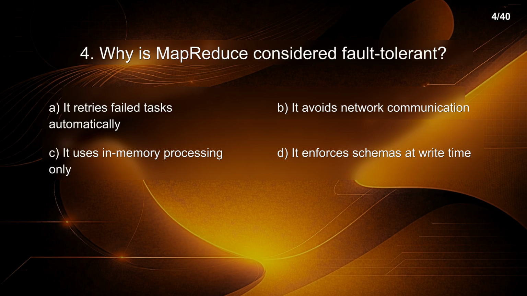Fourth question. Why is MapReduce considered fault-tolerant? A. It retries failed tasks automatically. B. It avoids network communication. C. It uses in-memory processing only. D. It enforces schemas at write time. Correct answer is A. It retries failed tasks automatically.